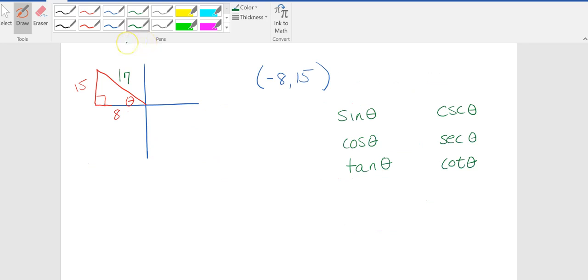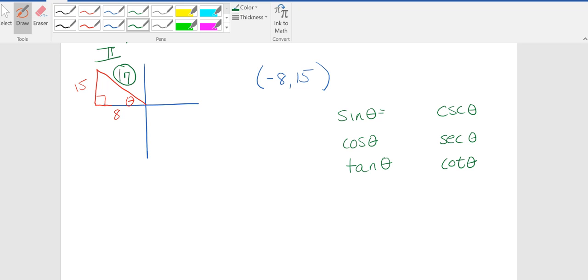All right, so in this one, you're given the coordinates -8, 15, which puts you into the second quadrant. So you have a triangle that's set up like this. The first thing you want to do is find the missing side, which is the hypotenuse. That has a length of 17 when you do the Pythagorean theorem. That then asks you for all 6 of your trig functions.